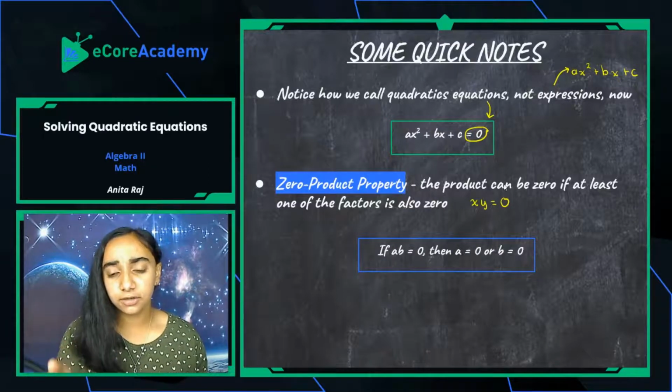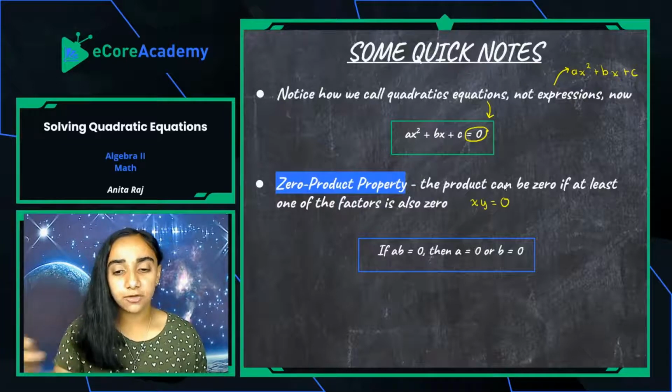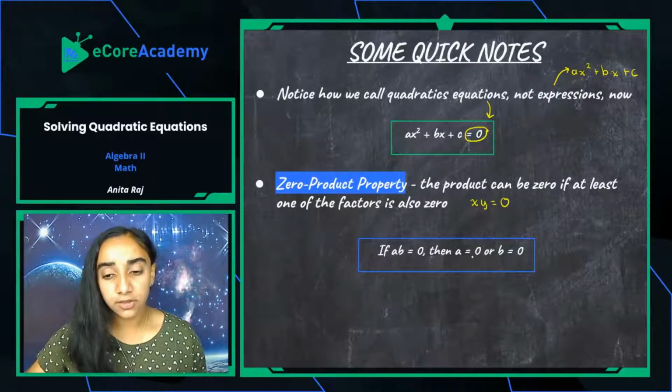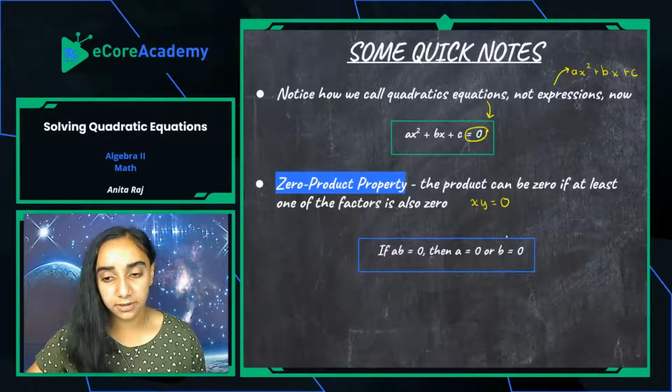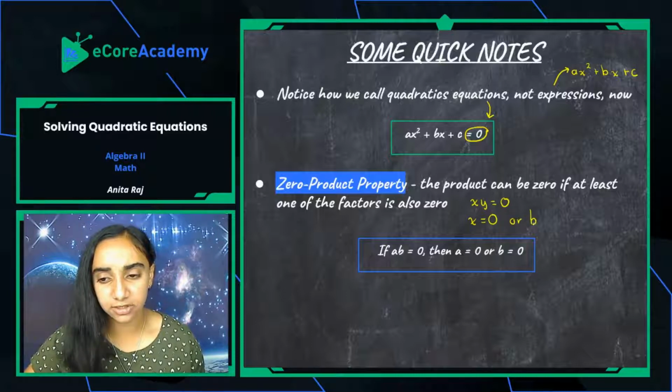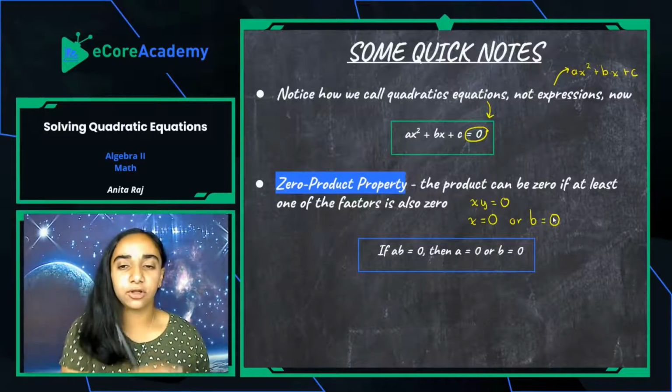Therefore, if we wrote it in terms of algebra, if a times b equals 0, so just like x times y equals 0, then a has to be equal to 0 or b has to be equal to 0. So in this case, x has to be equal to 0 or y has to be equal to 0. So that's what it's trying to say. And as we go through these examples, you'll understand what I mean.